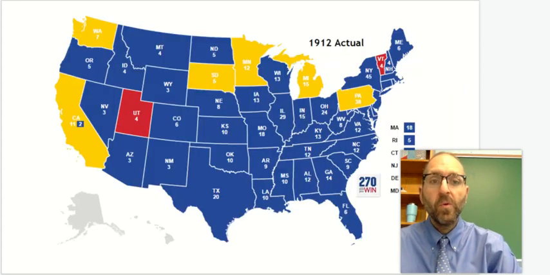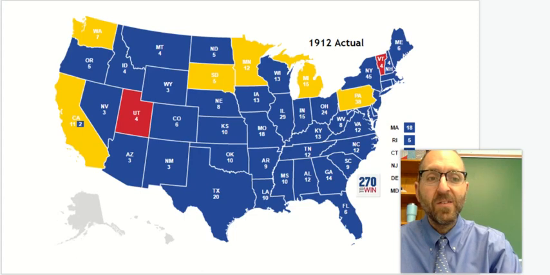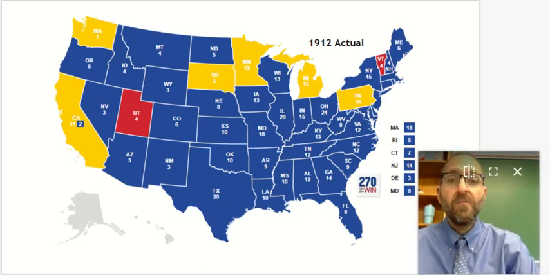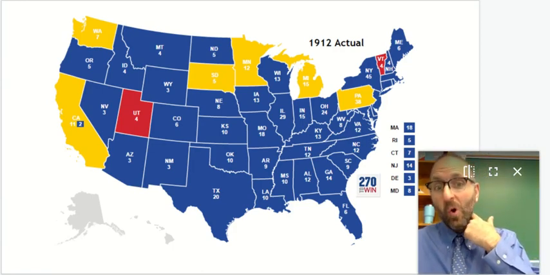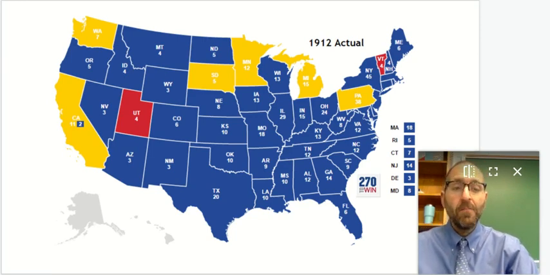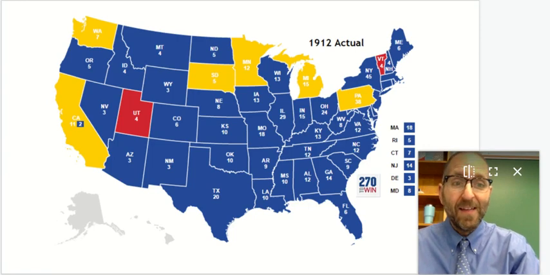So if you look at the results, it looks like a landslide for Wilson. He won 435 electoral college votes. Roosevelt actually won 88 electoral college votes. Taft, the incumbent president, the president at the time, only got 8 votes, from Vermont and Utah. So it looks like a landslide.